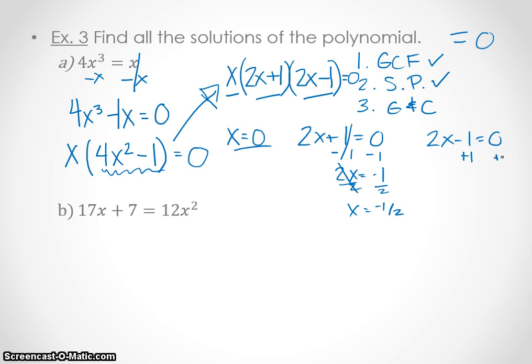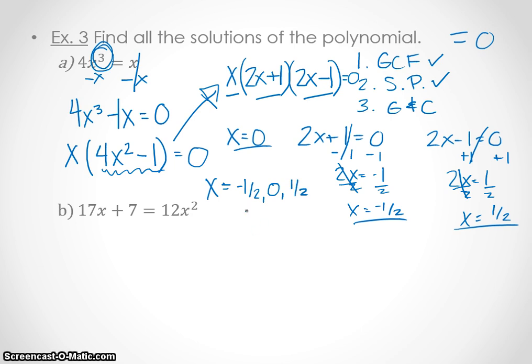Over here we add 1. We get 2x equals 1. We divide each side by 2. And we get x equals 1/2. So our 3 solutions, which we should have expected 3 solutions based on our degree here, are 0, negative 1/2, and then 1/2. So let's put them in order here. We would have negative 1/2, then 0, then 1/2. You could write this as plus or minus 1/2, and then 0. Either way would work. Okay, so there's our 3 answers, which we should have expected to have 3 here.